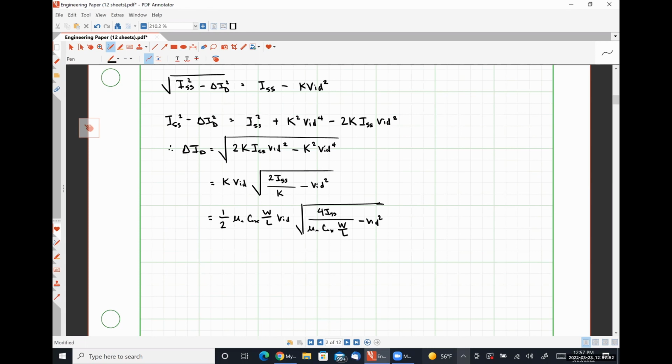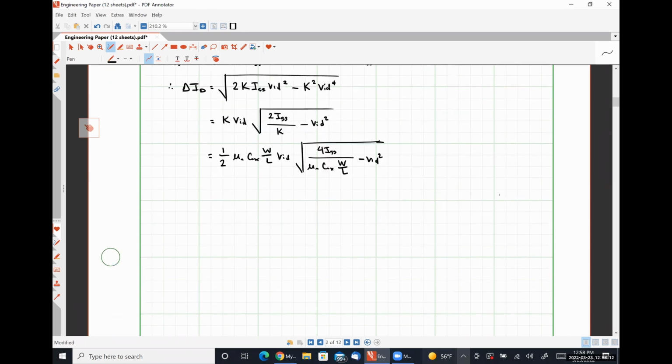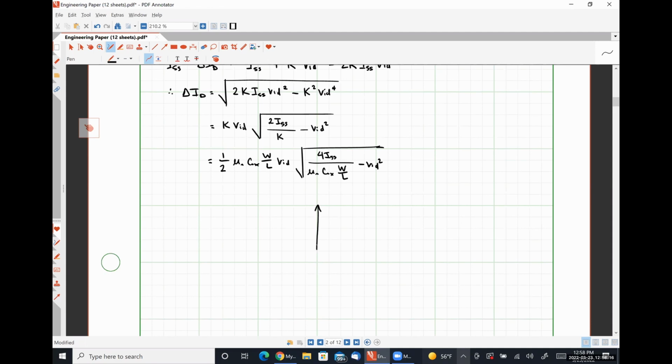So we are 90% of the way through here. There's a small problem, okay? This 4th order relationship here effectively means that if we plot delta ID as a function of VID, what it's going to look like is this. So on this axis, we have delta ID. And on this axis, we have VID. And what we'll see, let me graph this real quick.